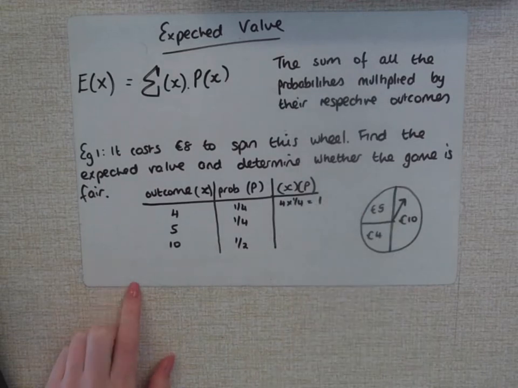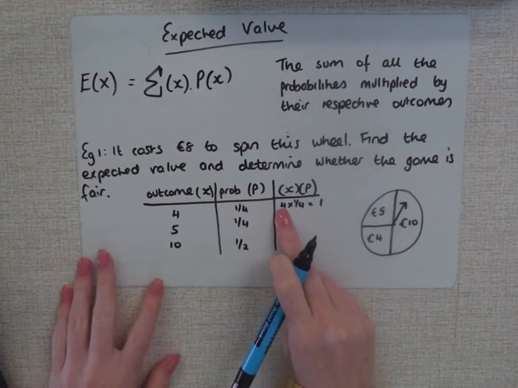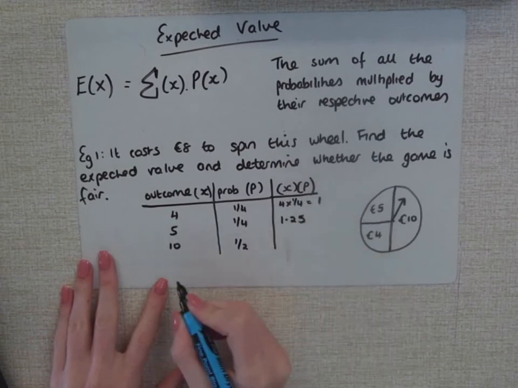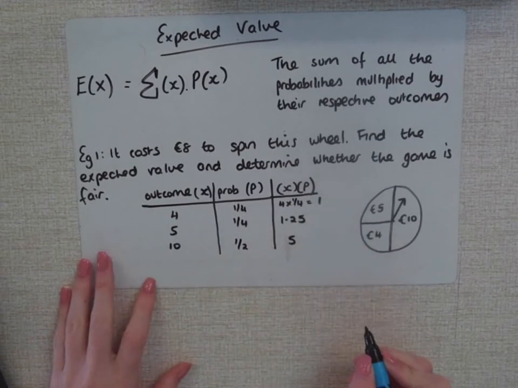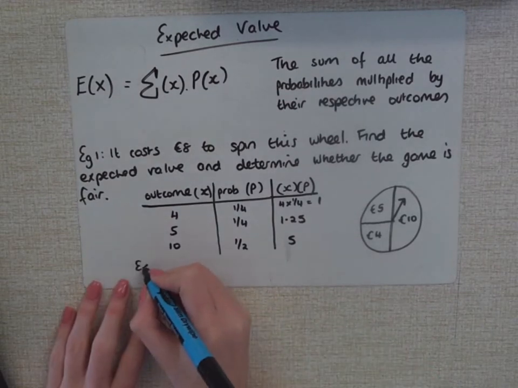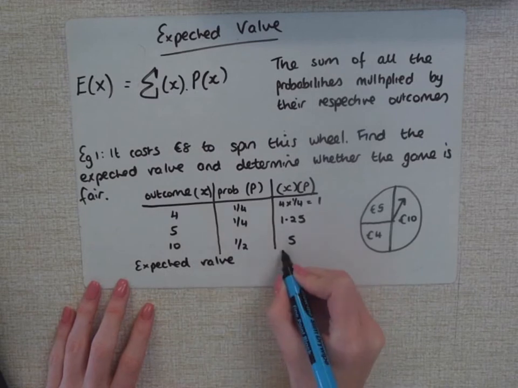So 4 by a quarter is 1, 5 by a quarter is 1.25, and 10 by a half is 5. Now your expected value happens down here. It's when you add up those.